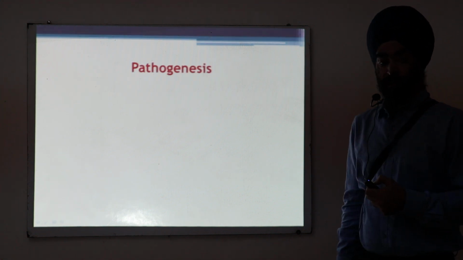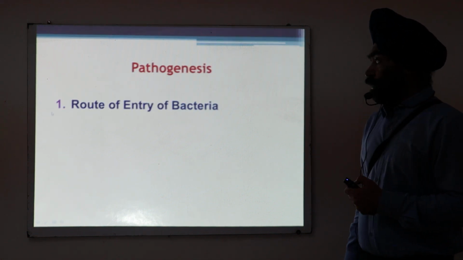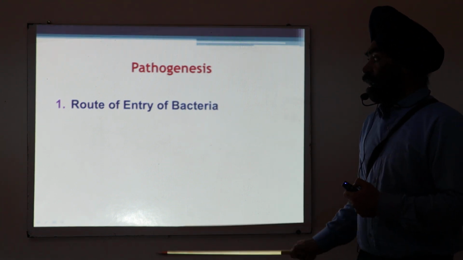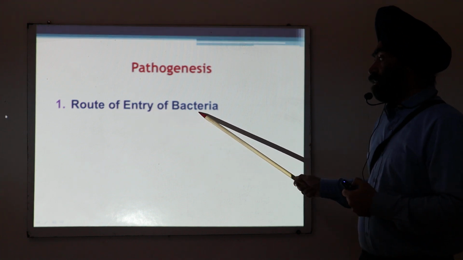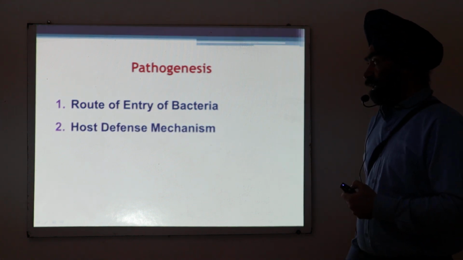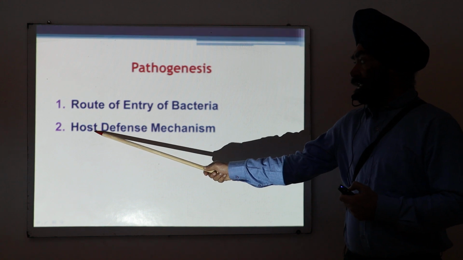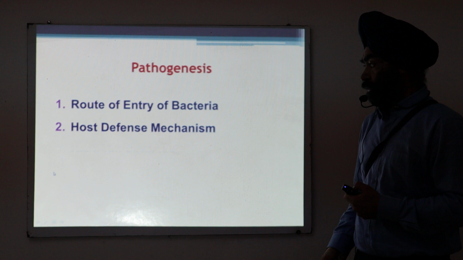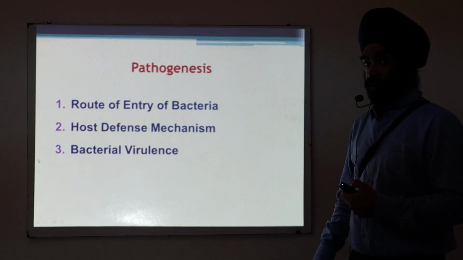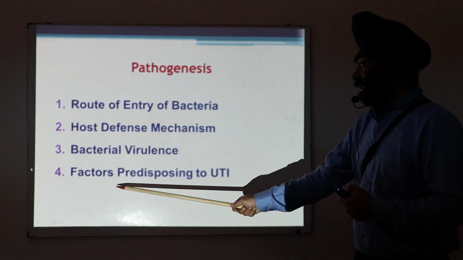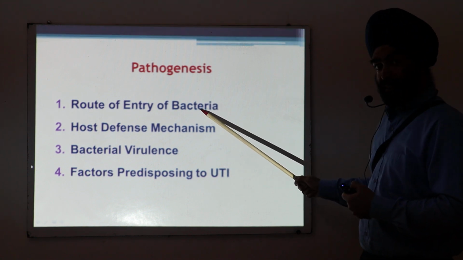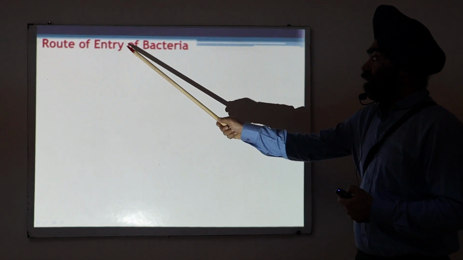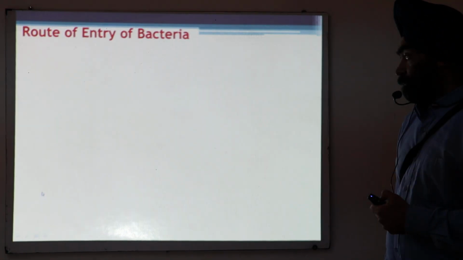So now coming down to the pathogenesis. In the pathogenesis, I will discuss certain points. Number one, what is the route of entry of the bacteria? Second, what are the factors related to the host defense mechanism, that is the human's defense mechanism, and how it is involved. Then bacterial virulence and the factors predisposing to UTI. I will discuss all these points one by one. First of all, route of entry of bacteria.